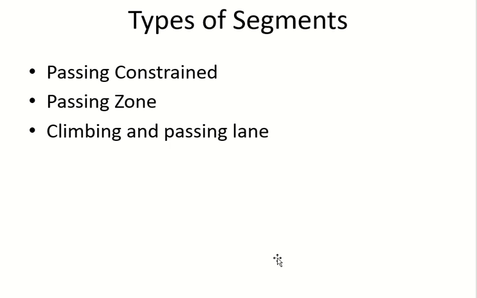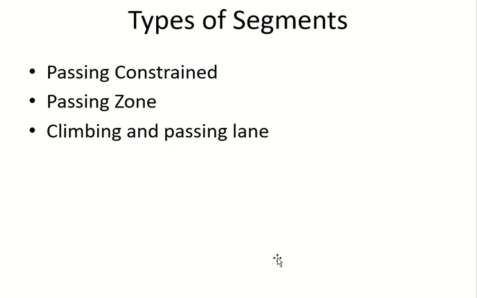These are passing constrained, meaning two-lane passing not allowed. Then we have passing zone, meaning two-lane passing allowed. Then we have climbing and passing lane, which means an extra lane for passing. Passing is allowed from the extra lane.